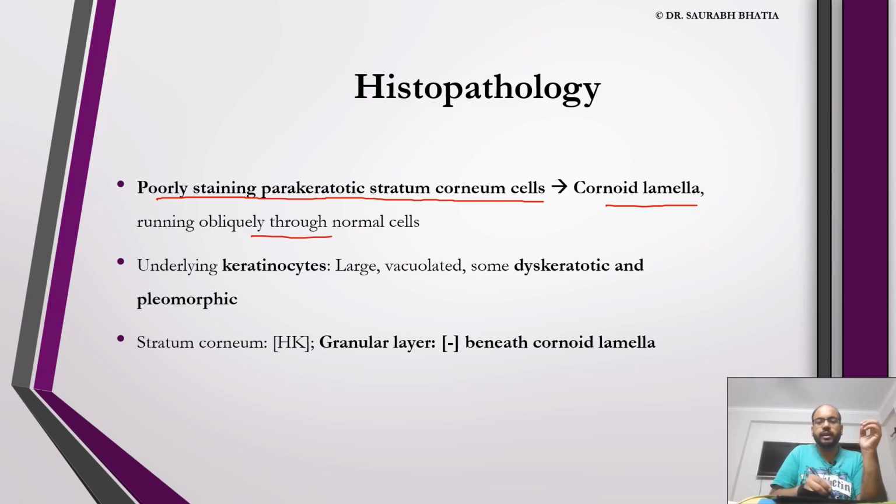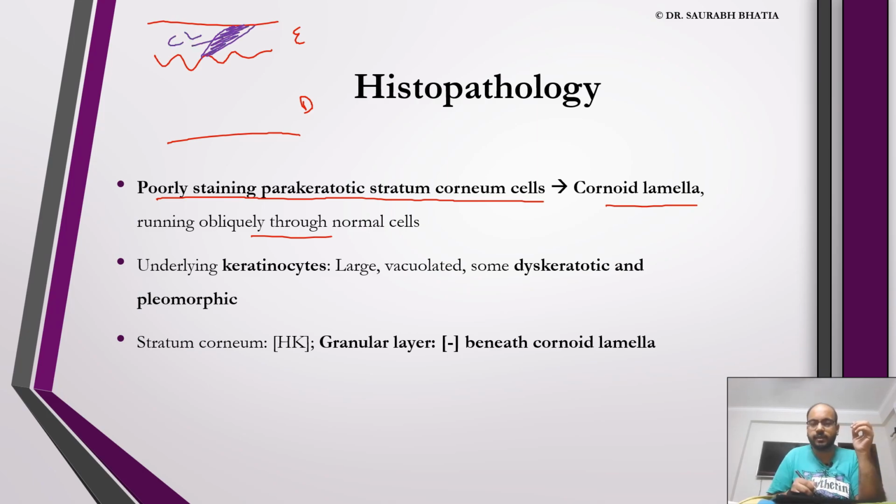Okay. So again, let's say this is the epidermis and this is the dermis. You will see an obliquely running parakeratotic column, and this is cornoid lamella. Clear? The underlying keratinocytes, that means just at this level, will be large, vacuolated, dyskeratotic, and pleomorphic. That means they will have multiple forms, multiple shapes. They're not able to form keratin properly, large with vacuoles inside them. The stratum corneum will be hyperkeratotic.